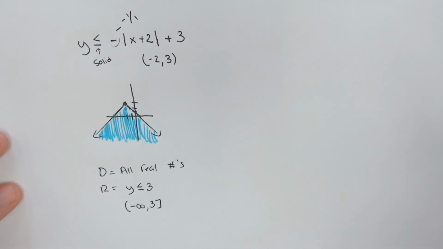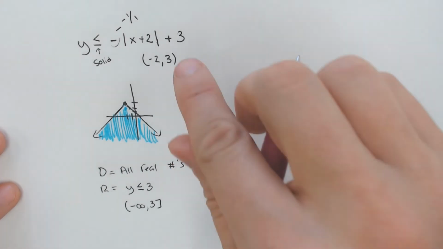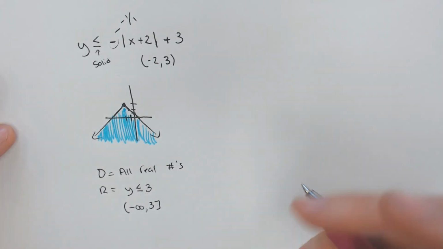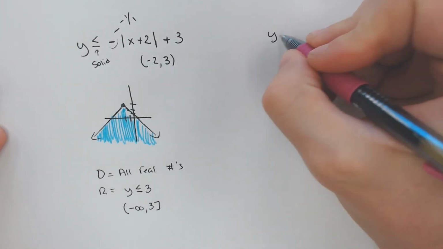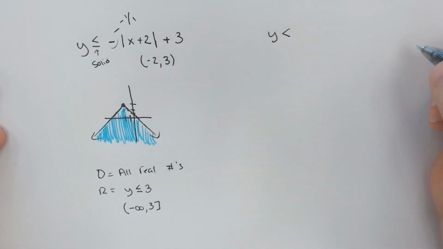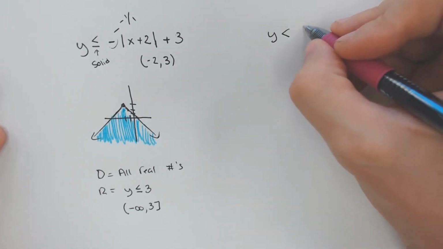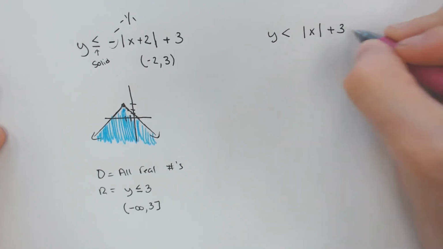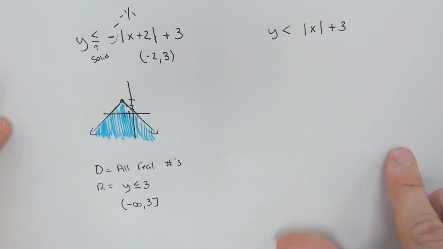We're going to deal with another example where it's just slightly different. Maybe instead of it shading down and the graph going down, it'd be going up and up. So I'm going to show you what that looks like. Let's do y is less than the absolute value of x plus 3. So a very basic looking absolute value there.